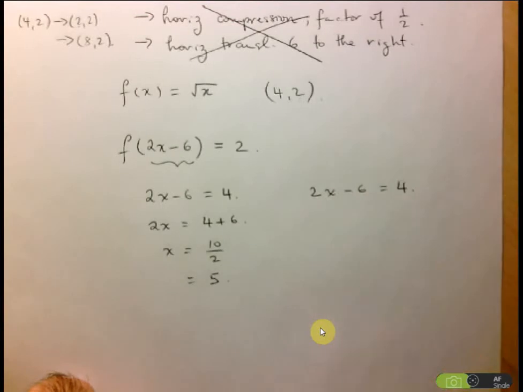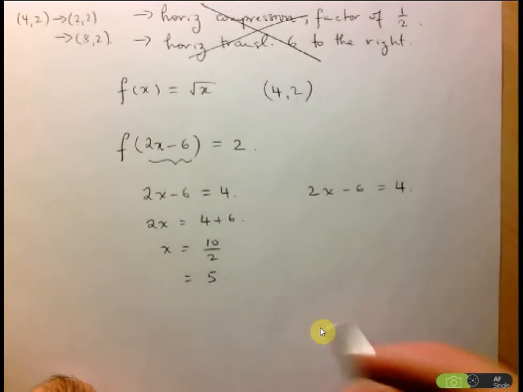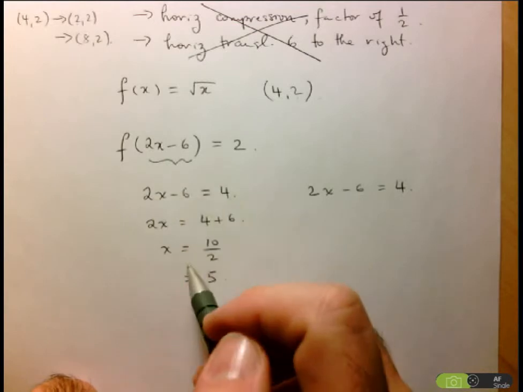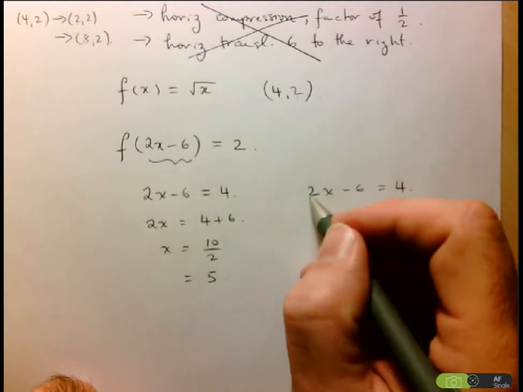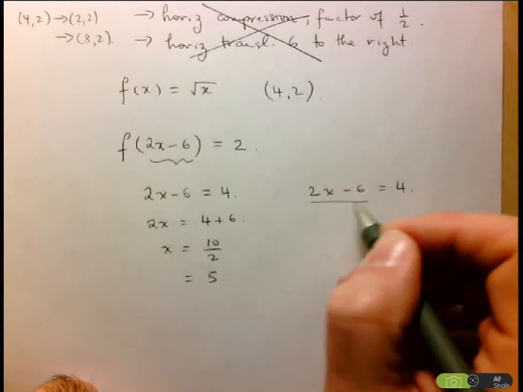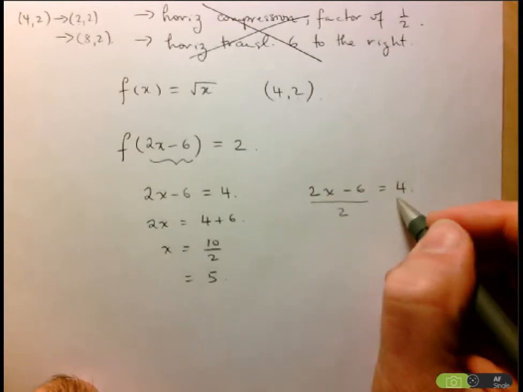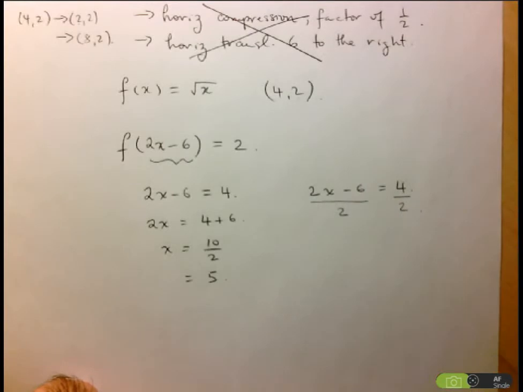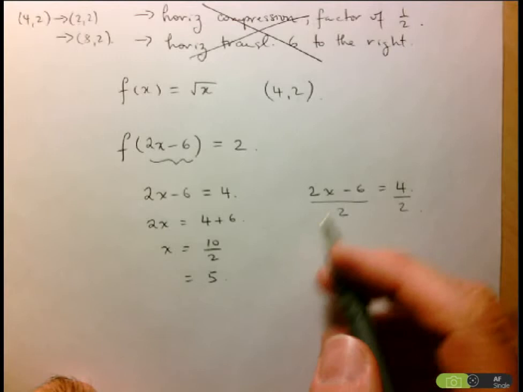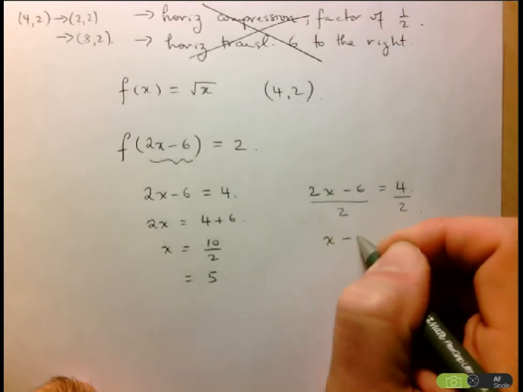Okay, if I want to consider that multiplicative transformation first, in other words, I need to divide both sides by 2. I'm not just dividing the 2x by 2. I need to divide the whole left side by 2, and then, of course, the whole right side by 2. But when I divide the left side by 2, I end up with x minus 3.